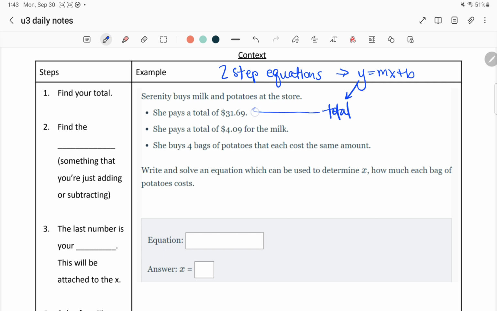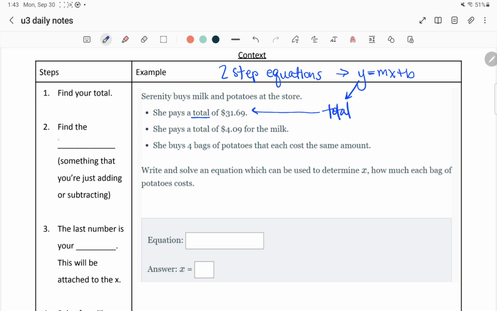Oftentimes, if we look at this example, the word total is used. So I know that 31.69 is going to be my y, because notice everything else equals y. Everything else equals my total. When you go to the grocery store and you buy crackers and cheese and chicken and milk, all that stuff equals your total. Okay, total is going to be by itself.